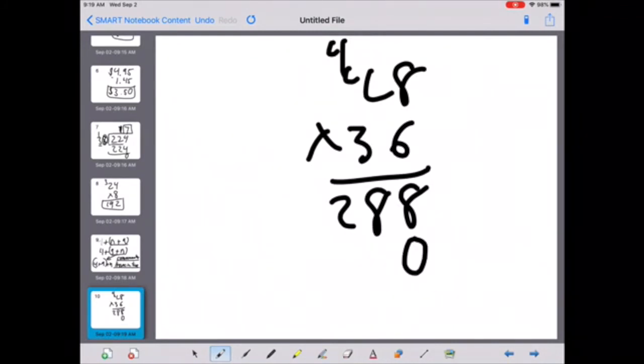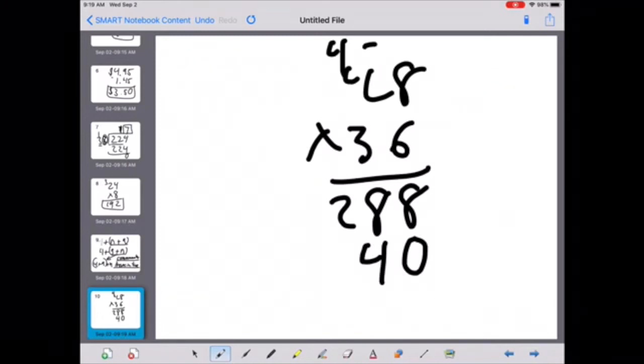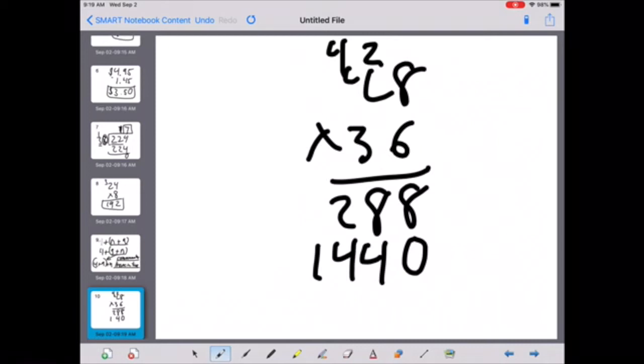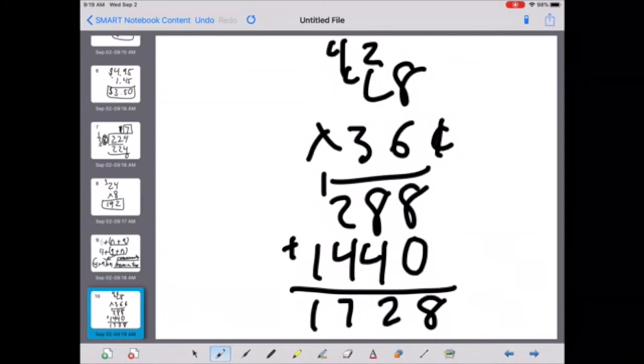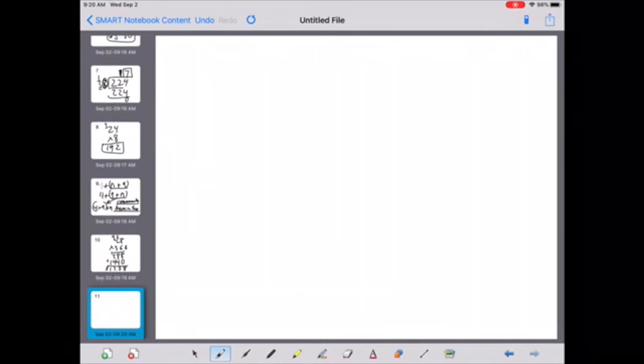3 times 8 is 24, carry the 2. 3 times 4 is 12, plus 2 is 14. Now I add those together, I get 8. I get 12, carry the 1. I get 7. I get 1. Remember, this was 36 cents. I'm not going to write my answer as 1,728 cents. I'm going to switch it to a dollar sign, so the decimal point goes here. I have $17.28.